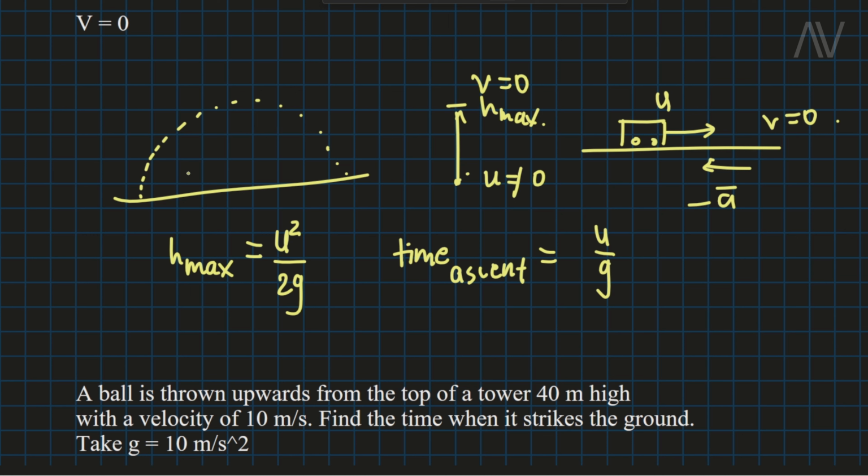Now the time of ascent occurs twice: it would go up once, the velocity would be equal to 0, then it would come back to where it had come from. So the total time would be equal to 2u by g.